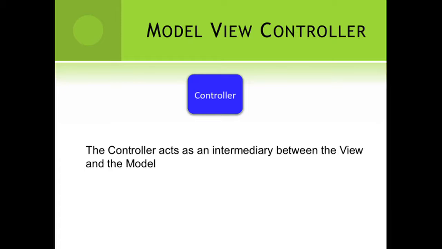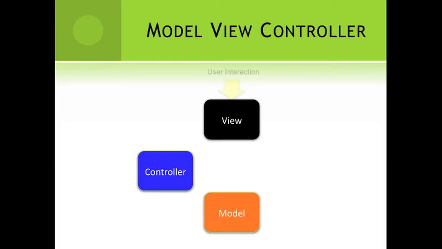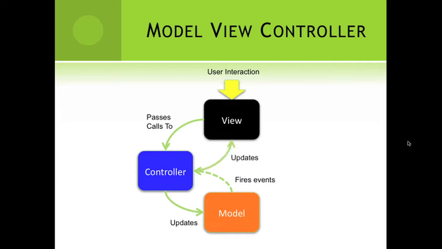The controller acts as an intermediary between the view and the model. The user interacts with the view. The view passes the call to the view controller in response to user input. The view controller updates the model. In turn, the model can fire events, and the view controller responds to those events and updates the view, and so on. The main reason you use the MVC pattern is for division of responsibilities. It also makes your code more reusable and your app far easier to maintain.